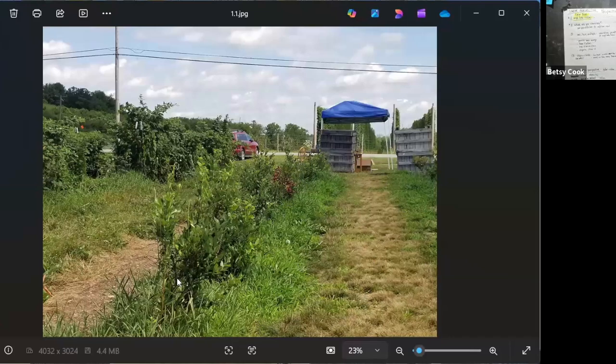Was this the blueberry patch? Oh my God, they were the best blueberries. That was from outside Albany, New York, when I was back there a couple of years ago.